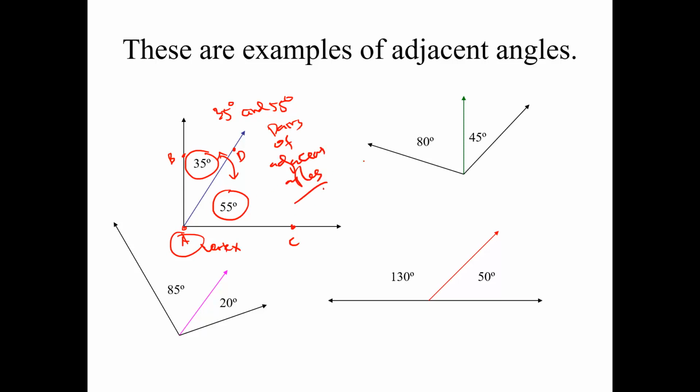There we go. So it's the same thing like this one, right? Side by side. This is also side by side, and this is side by side, and they share the same vertex. They have only one vertex.